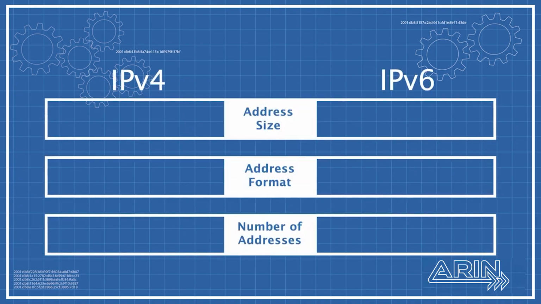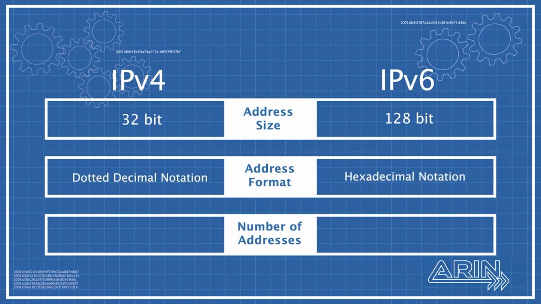Let's take a look at IPv4 and IPv6 side by side. First, consider the address size. IPv4 is a 32-bit number, and IPv6 is a 128-bit number. Their address format is different as well. IPv4 is formatted in a dotted decimal notation, while IPv6 is a hexadecimal notation. Between IPv4 and IPv6, the common block sizes and therefore their prefix notations are also very different. We'll come back to block sizes in just a minute.